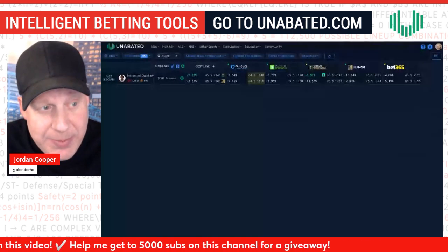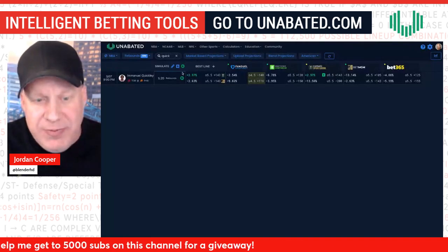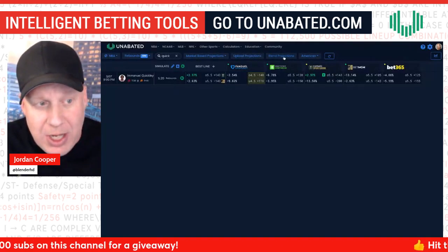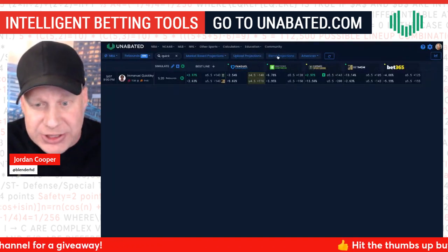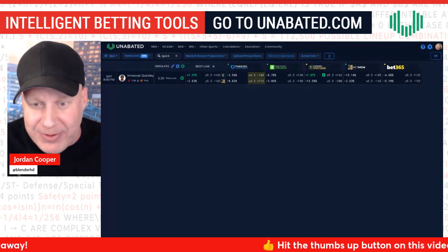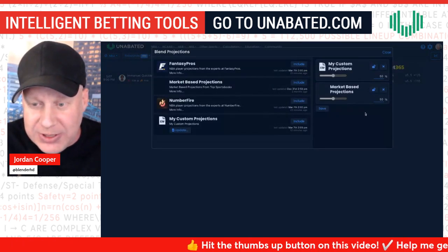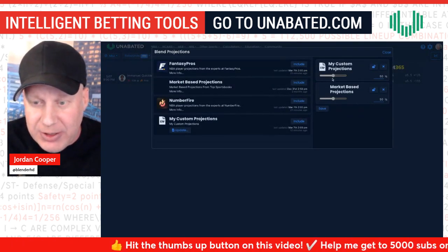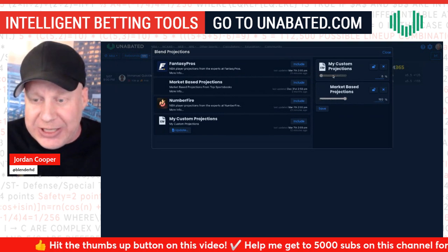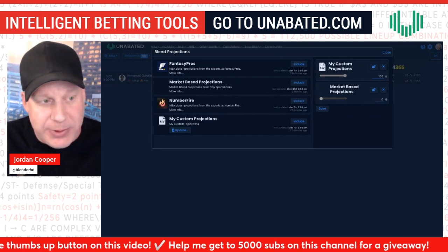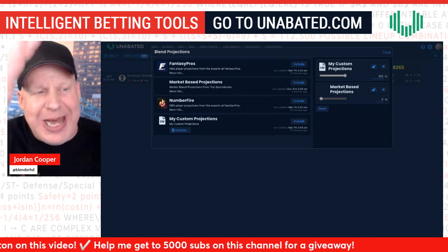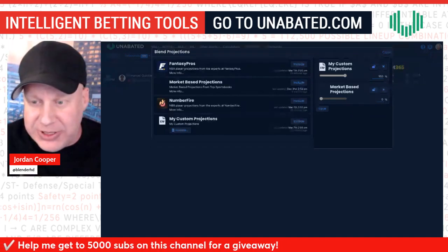So what a lot of people do, as a blunt form of regression, in the Unabated screen, you could blend projections together. You could aggregate them together. So if you have a projection source, so I have my custom projections in here, you could weight your custom projections with the market-based projections to trim down those edges.